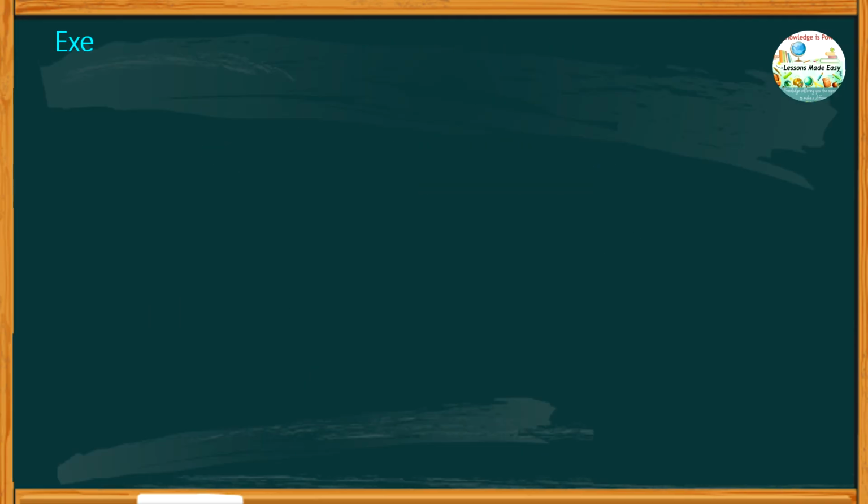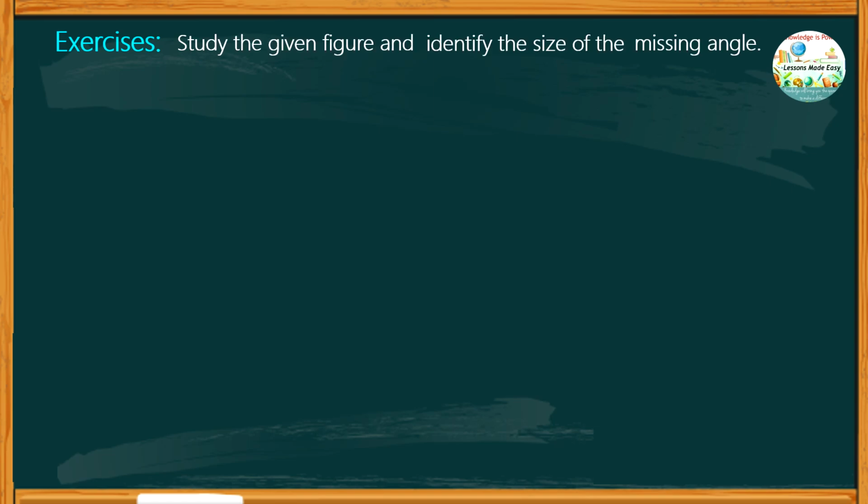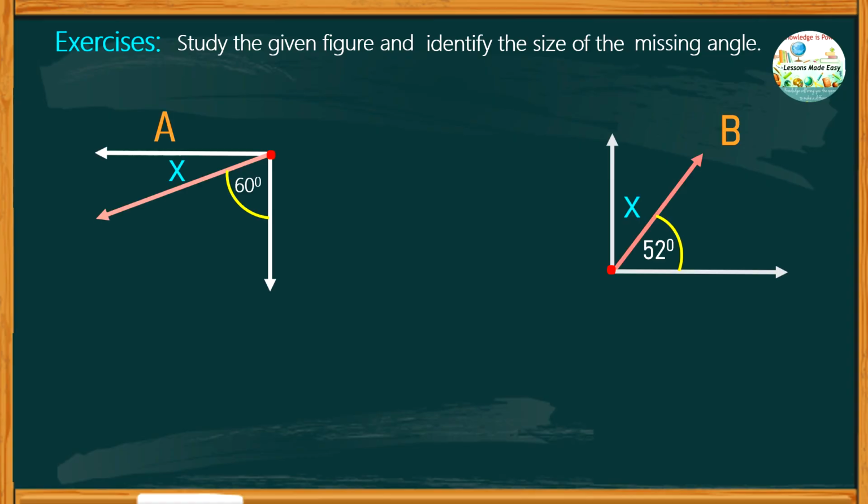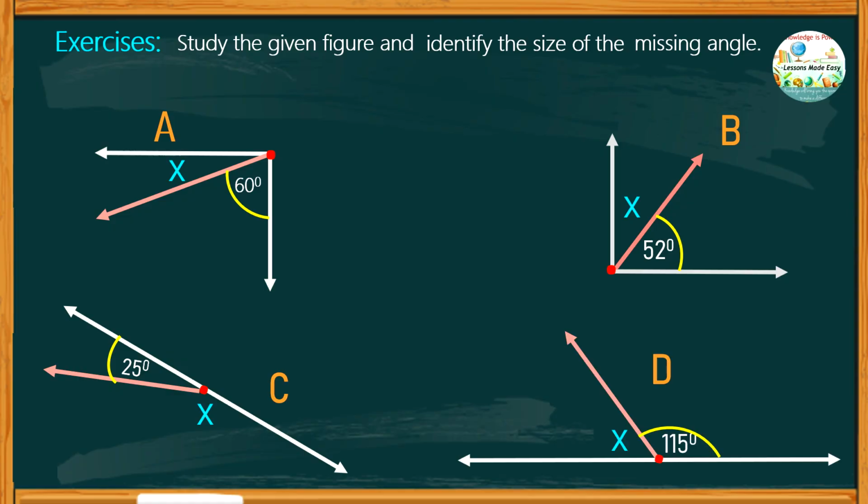Let's do some simple exercises. Study the given figure and identify the size of the missing angle. We have figure A, figure B, figure C, and figure D. You can always pause this video if you need more time to think. But if you're ready, let's go ahead and check your answers. Take note that the first two figures are complementary angles, while the other two are supplementary angles.